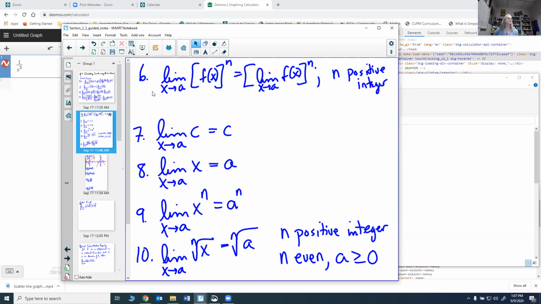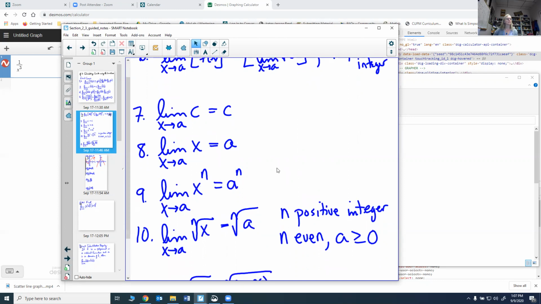This one is that the limit of a function to a power, you can take the limit of the function and then take that to the power, as long as you've got a positive integer. The limit of a constant is just a constant. The limit of x as x goes to a is just a. The limit as x goes to a of x to the n is just a to the n.